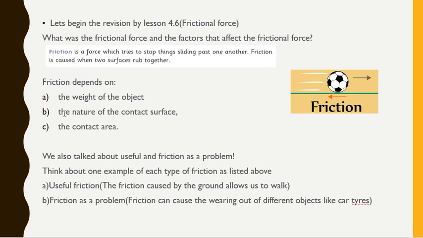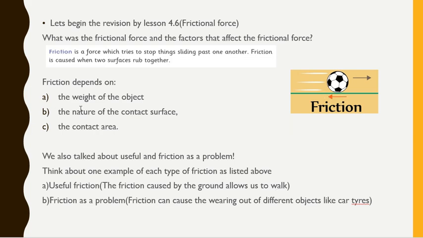What was the frictional force and the factors that affect the frictional force? So, let's remember together. We have explained it so many times in the classroom. Frictional force is a force which tries to stop things sliding past one another. Friction is caused when two surfaces rub together. So, remember, it's very important. Frictional force acts in the opposite direction of the motion, as you see in the picture. We see the ball which is moving from the left to the right, and the frictional force is acting in the opposite direction of the motion.